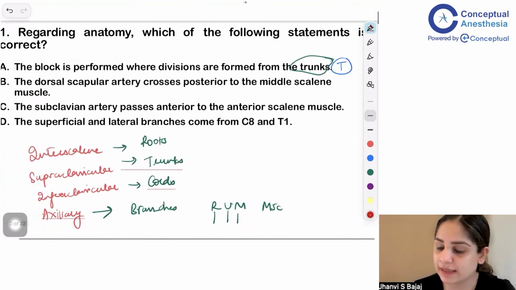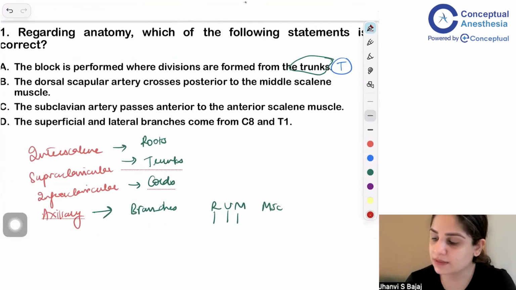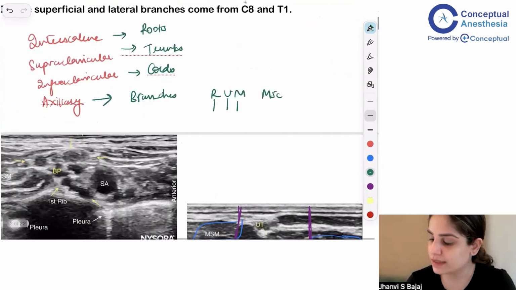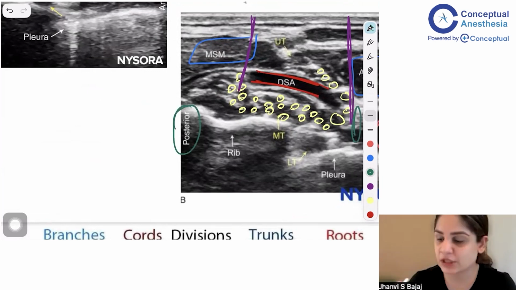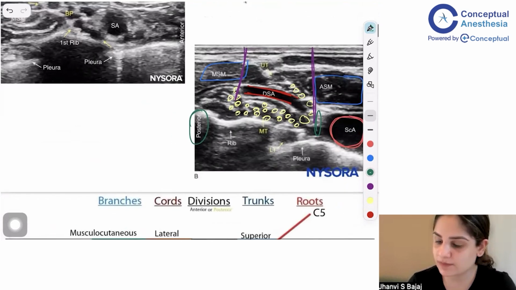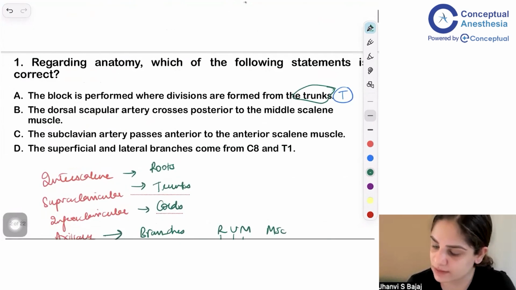Now here they are saying the dorsal scapular artery crosses posterior to the middle scalene muscle. So the dorsal scapular artery is not posterior to the middle scalene muscle. As you can see over here, this is posterior and this is the anterior. That is how the picture is. Your dorsal scapular artery is in the middle of the brachial plexus. Okay, so it is not posterior. So this is a false statement.